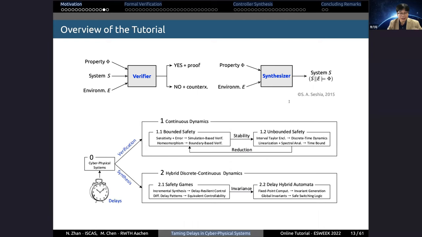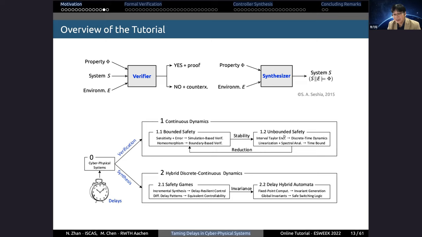Okay, so in detail, for the first issue, we consider two types of problems. First, we consider bounded safety, which means that we need to check whether the safety is satisfied or not within a bounded time horizon. Here we consider two approaches. One is called the simulation-based verification, simulation plus sensitivity error analysis-based approach. The second approach is homomorphism-based approach.